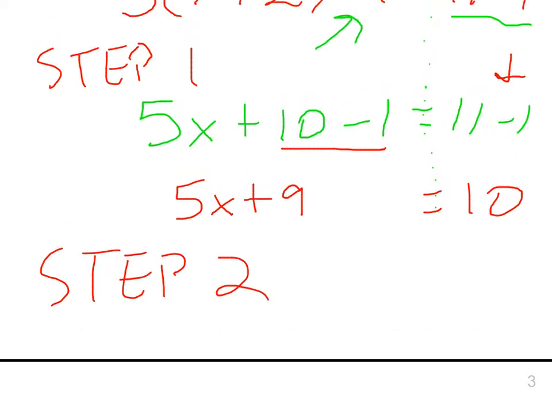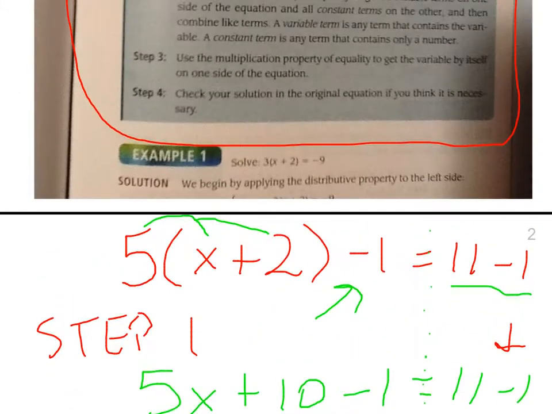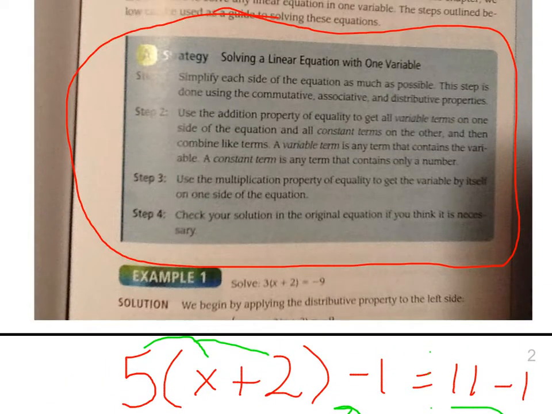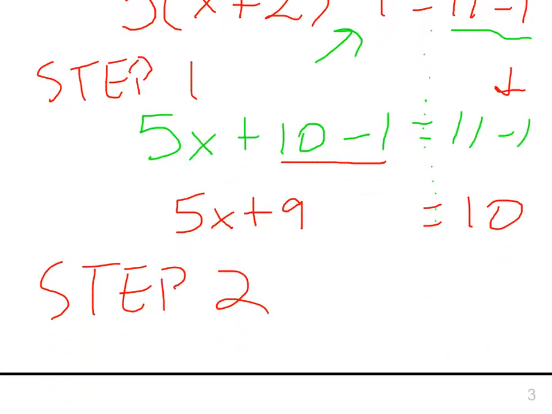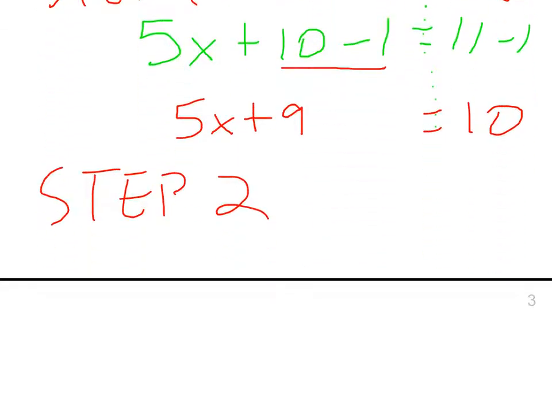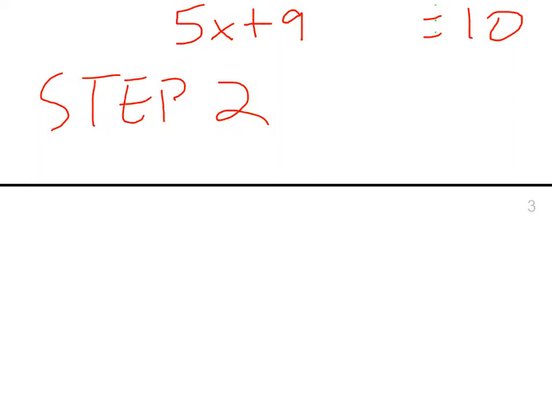So let me move up and let's cheat here. What's our step 2? Our step 2 is use the addition property to get all the variable terms on one side. Okay, so I want everything that has an x on one side and everything that doesn't have an x on the other side. So I'm going to rewrite this. Right now I have 5x plus 9 equals 10. So notice, let's do my invisible wall.